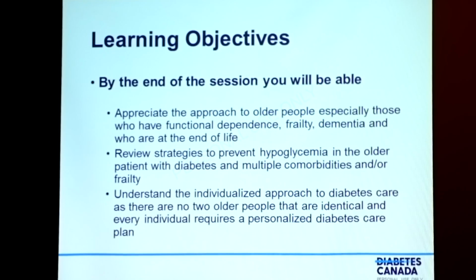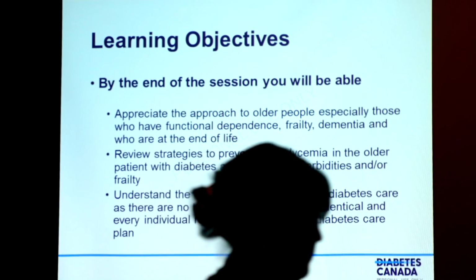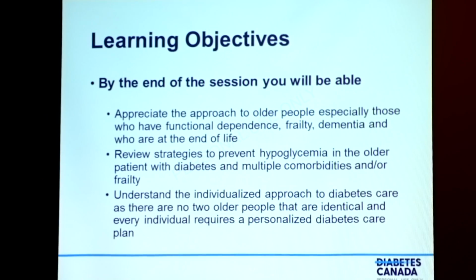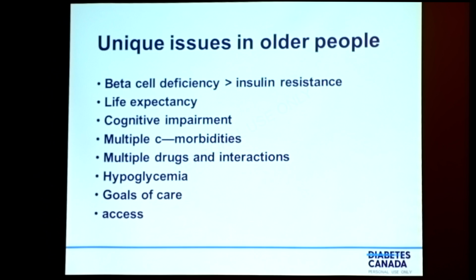So by the end of the session, I hope that you'll be able to appreciate the approach to older people, which you work with every day, especially those who have functional dependence, frailty, dementia, or who are at the end of life. Look at some of the strategies to prevent hypoglycemia in the older patient with diabetes and their multiple comorbidities or frailty, and understand that the individualized approach to diabetes care is so important, because there are really no two people alike, and diabetes requires a personalized diabetes care plan.